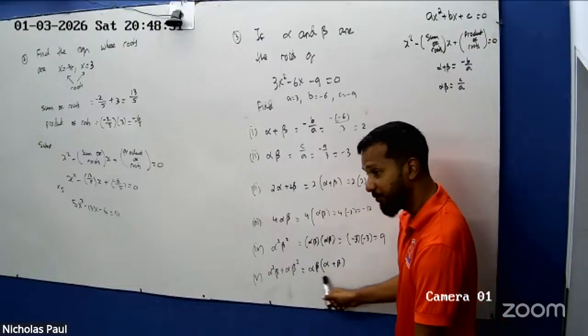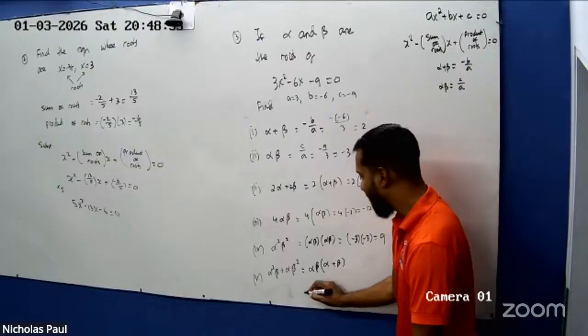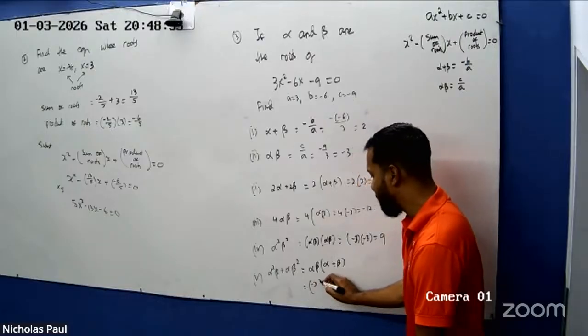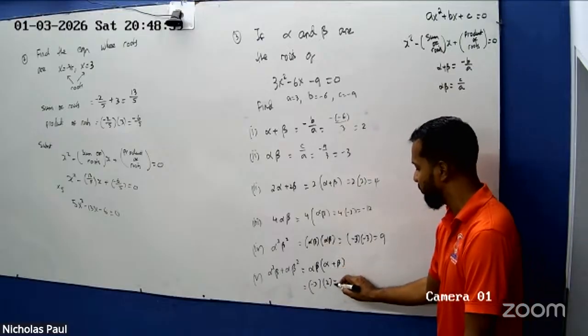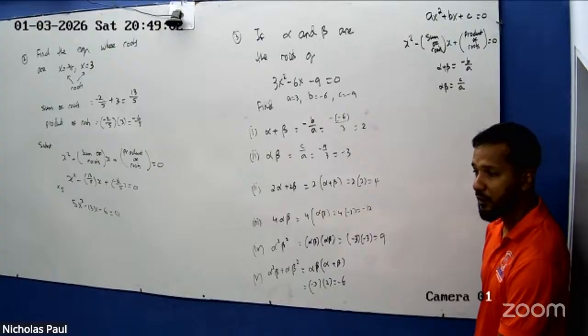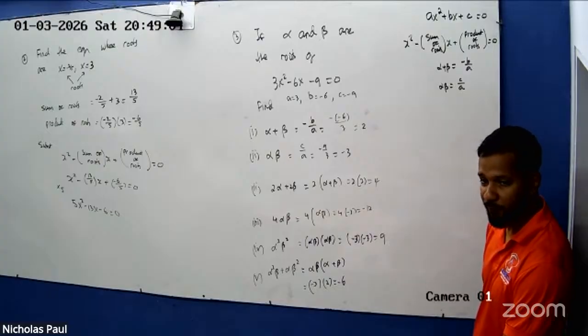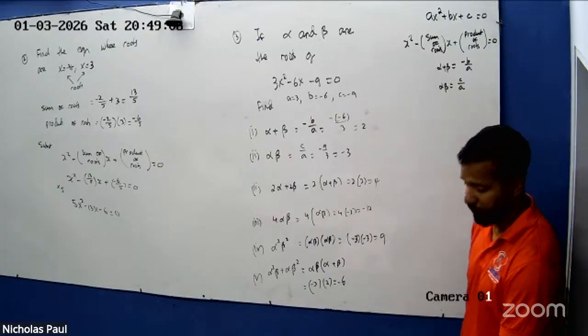Can we easily find this now? We know what alpha beta is. Alpha beta is minus 3. We know what alpha plus beta is, which is 2. So that's minus 6. That's okay?